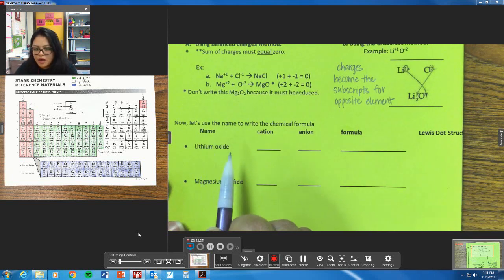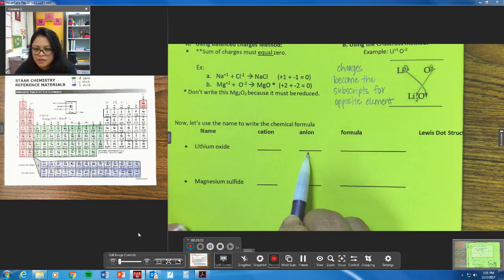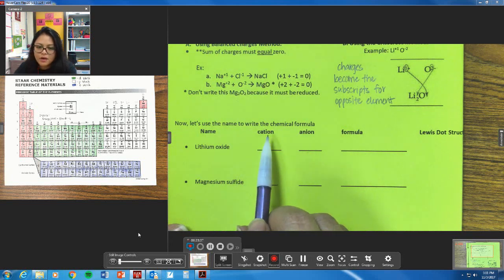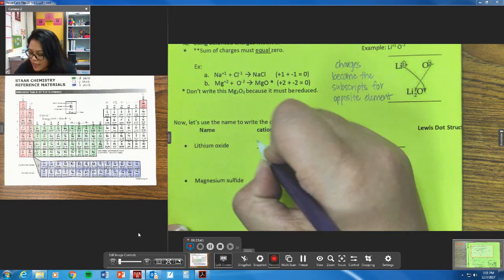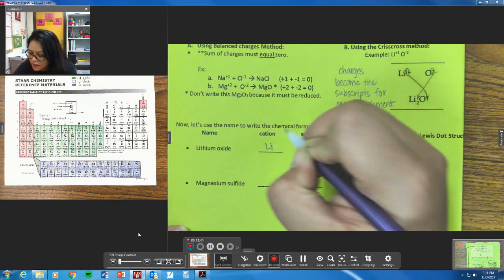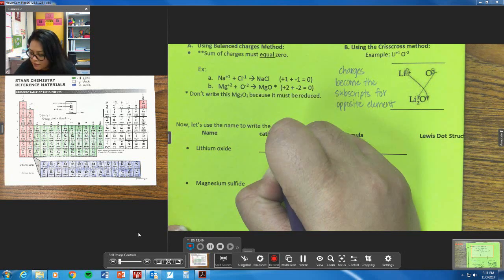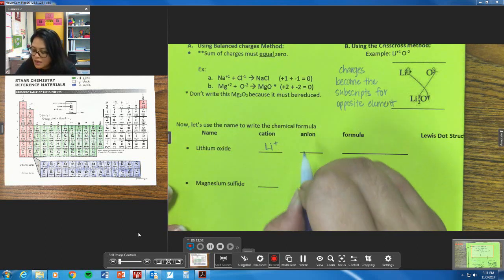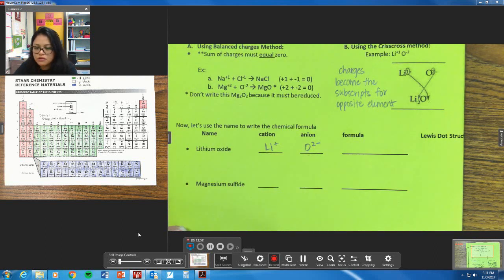Okay, so lithium oxide, which one's going to be our cation, which one's going to be our anion? Well, remember, our cations are always the first one, and they are also the metals. So lithium is going to be our cation. So lithium, and we always want to include the charge. So lithium is going to have a positive 1 charge. Okay, our anion is then going to be oxygen with a negative 2 charge.